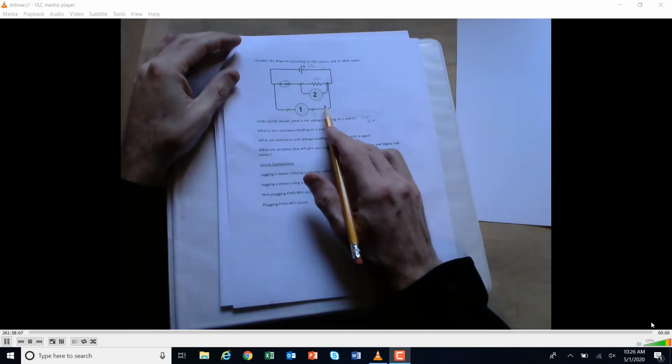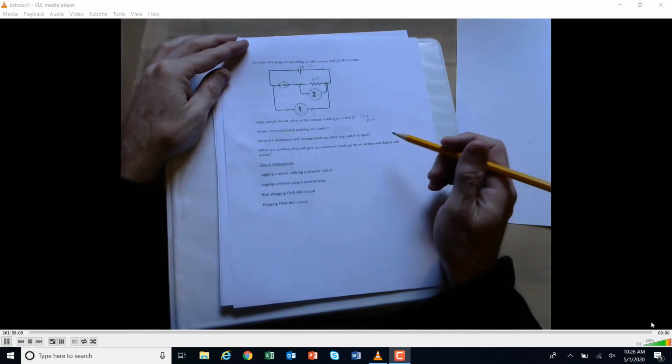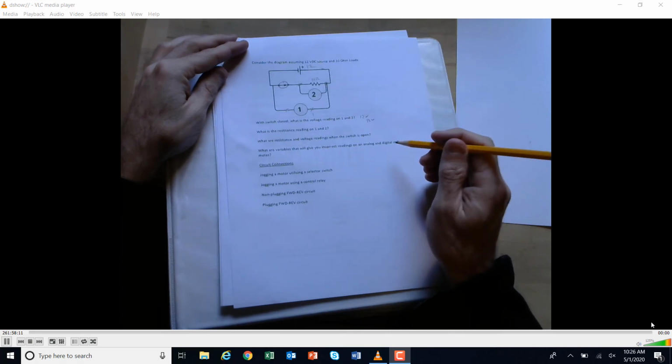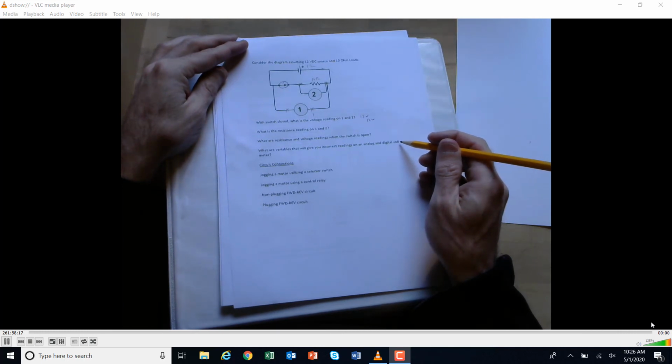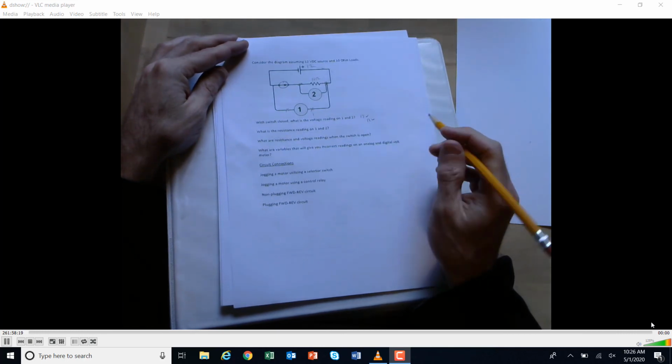Okay. So we talked about how to troubleshoot like that. We did a lot of it. How do you get incorrect readings on the analog and digital voltmeters, and we talked about calibrations and how to calibrate Simpsons and stuff like that. So that's stuff you want to review.